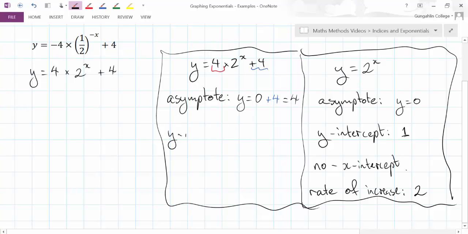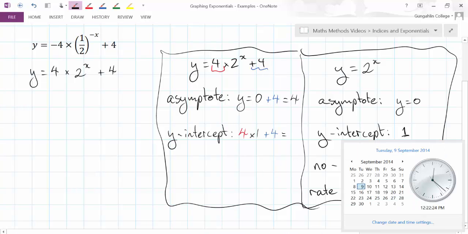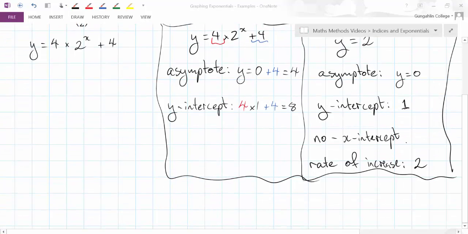Similarly, the y-intercept is actually going to be affected by both parts. Just like the last question, I've got to multiply by 4, but then this constant term will add 4. So I'm actually going to end up with a y-intercept of 8.